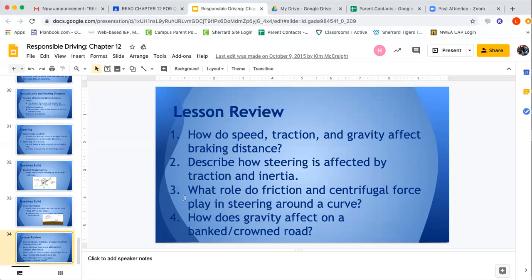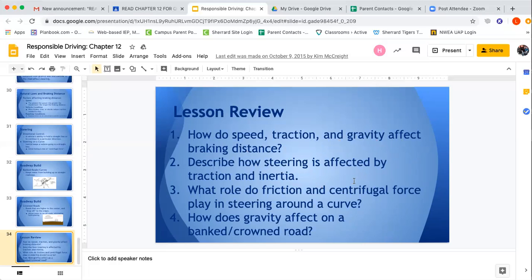All right, lesson review. So there are 4 questions that are supposed to help you get ready for this quiz on Wednesday. How do speed, traction, and gravity affect braking distance? Well, the faster you're going, the less traction and less control, and given the center of gravity of your vehicle, it's obviously going to make it harder and a longer braking distance for you.